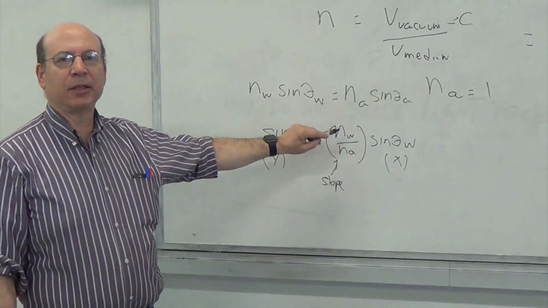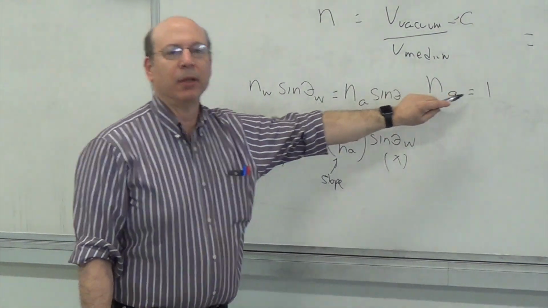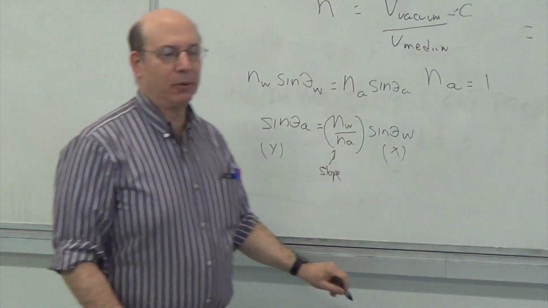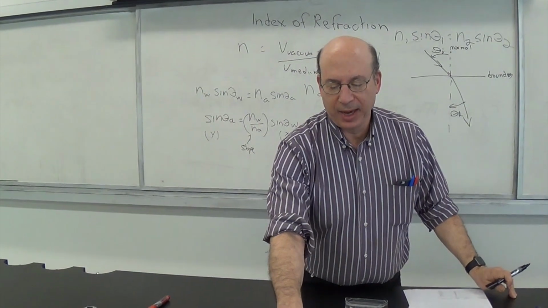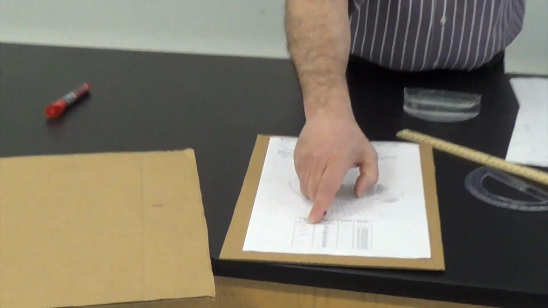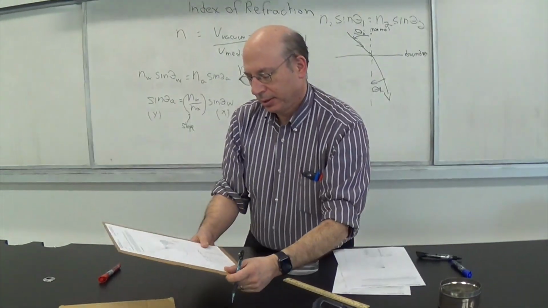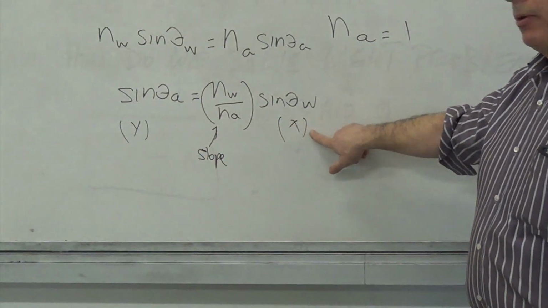So the slope would be the index of refraction of water divided by the index of refraction of air. But since the index of refraction of air is 1, the slope will effectively be your index of refraction in water. So what you now need to do is come back to the sheet here, and since the graph is not based on the angle but the sine of the angle, you need to calculate the sines of all these angles you just measured and fill it in this column over here. The sines of the angles that were pre-drawn are already done on the sheet for you. And then all you need to do is, sine theta in air is the y variable, sine theta in water is the x variable.